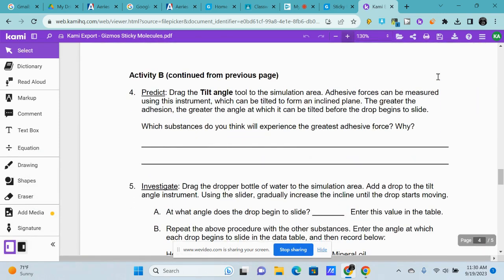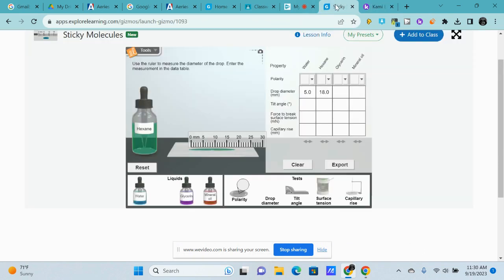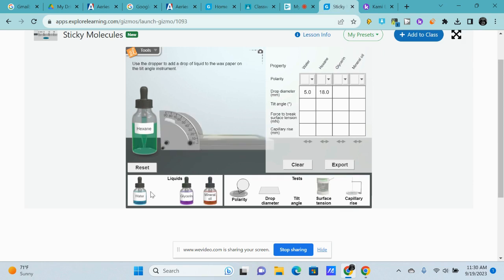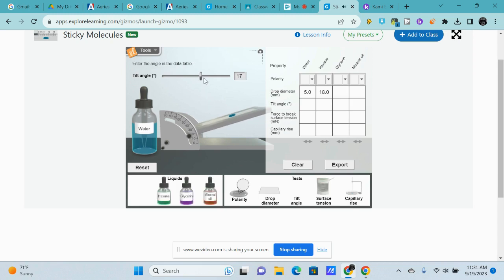The tilt angle. This is another measurement to see if something's polar or not. So I bring this tilt angle here. I'm going to start with water. I put a drop of water on this little tilt meter, and then I start adjusting the tilt slowly, 1 degree at a time. Eventually it's going to slip off, but if it's attracted to that surface, it takes a long time before it slides down. 13 degrees, 14, 15, 16, 17, 18. Oh, I had it. 18 degrees and it slides off. So for the tilt angle of water, it's 18.